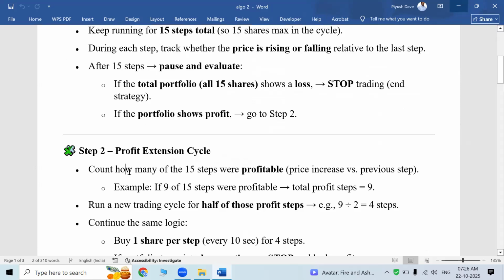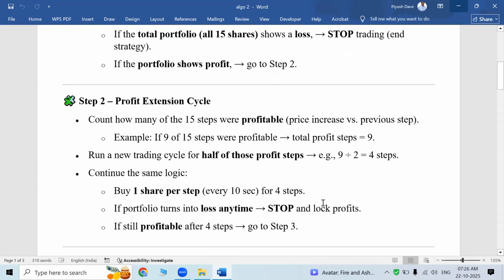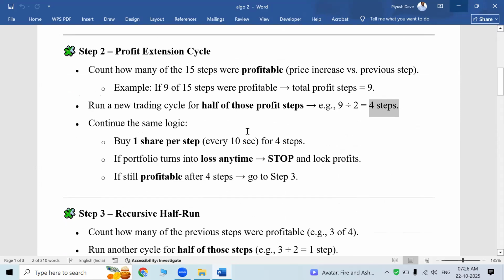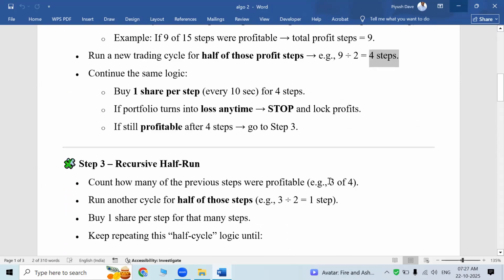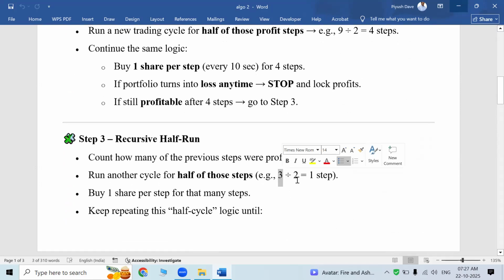Suppose for the consideration of a calculation, I have taken 9 steps as a profit out of 15. So now we will not run for the complete 15 steps. We will run for only 9 steps. So 9 divided by 2. If these 4 steps go wrong, we will stop. Still we have almost 5 steps remaining as profitable. But if these 4 steps are also profitable, or we consider like the hypothesis is 3 steps out of 4 are profitable, then we only play for 3 divided by 2, only 1 step. So the 1 step of buying 1 share, and after 10 seconds, we will stop.